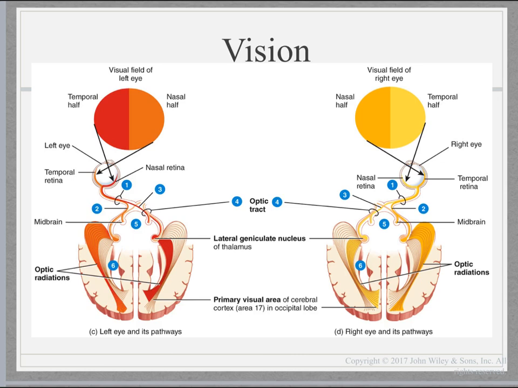So let's separate our left and right eye, and we basically see the overlap. We see the temporal half in red from the left eye, and the nasal half from the left eye, and then the overlapping darker yellow, the nasal half from the right eye, and the temporal half from the left eye. Go back 2 slides. When we overlap these, we get our binocular vision.